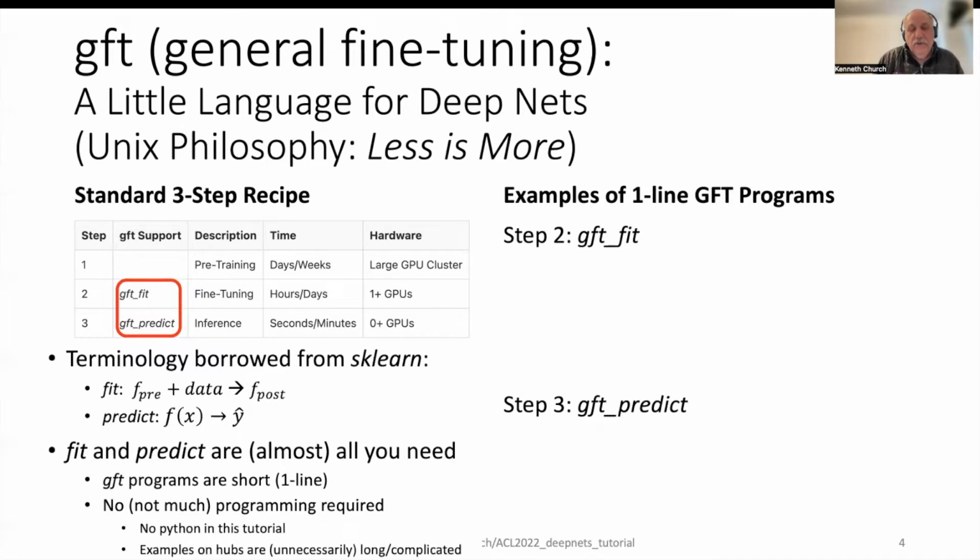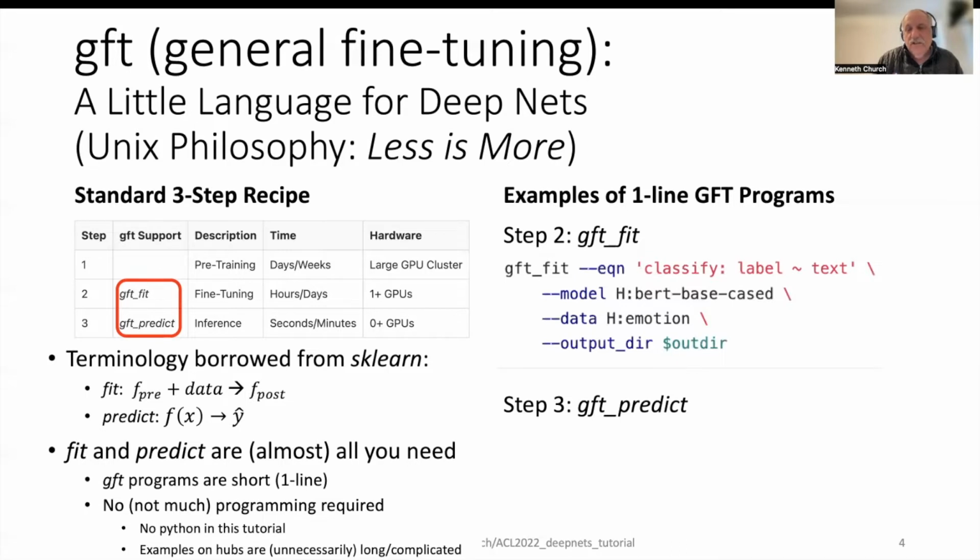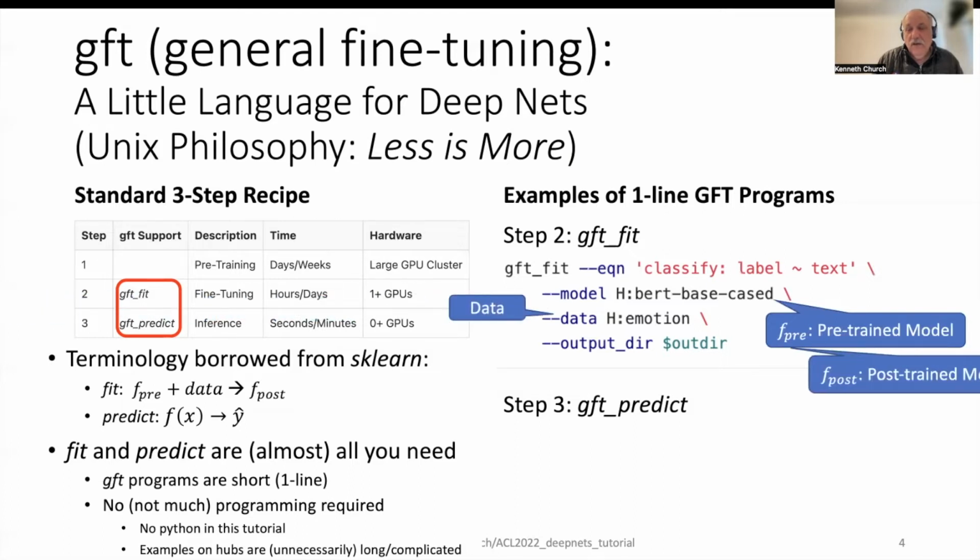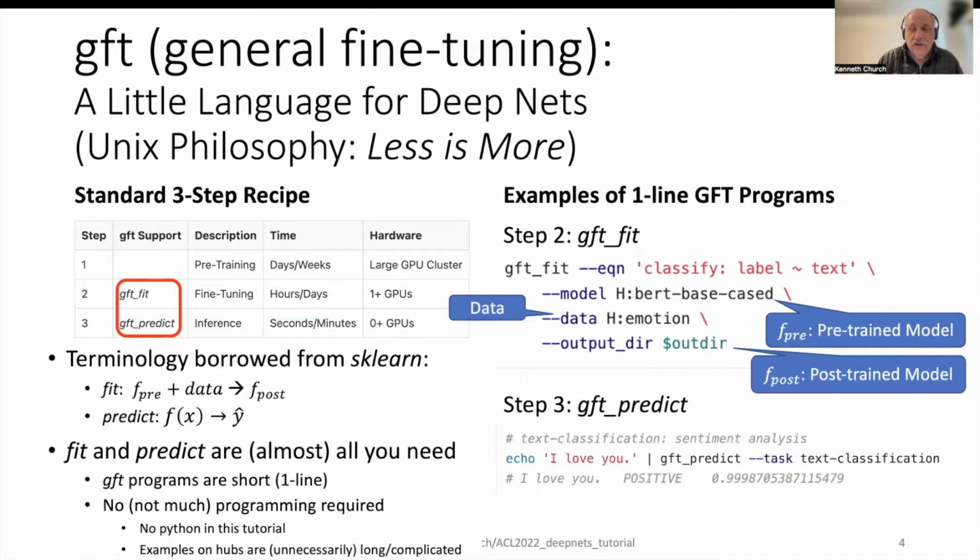And the examples and the standard hubs, I think, are unnecessarily long and complicated. It shouldn't be any harder than this. So here's an example of a fit program in which it starts with a pre-trained model, and then you add some data, and you get a post-trained model as output. And then at prediction time, you enter an input X, say, I love you, and then you get an output label Y hat, say positive, and you get a score associated with that, which is how much we believe that Y hat is the right answer.